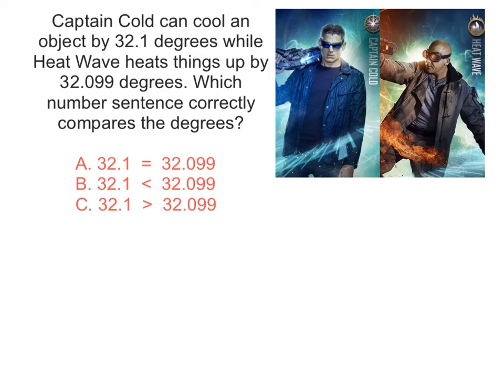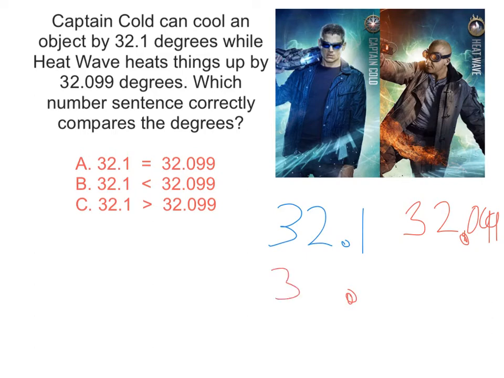So what I'm going to do is rewrite those. Captain Cold is cold, so I'm going to write his in blue: 32.1. Heat Wave is 32.099. Just like with adding and subtracting decimals, I need to line up my decimal place values to compare these. So I'm going to stack them on top of each other so I can compare them.